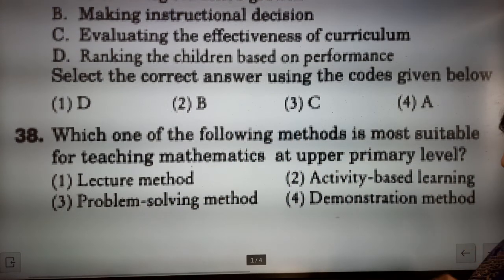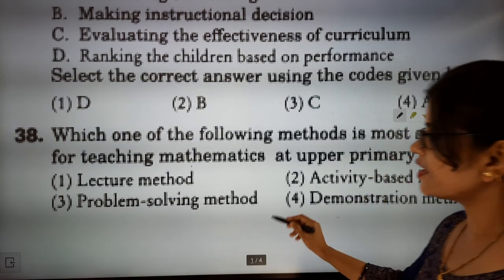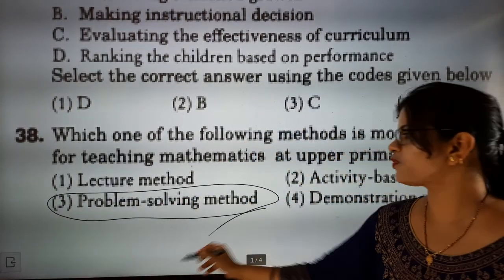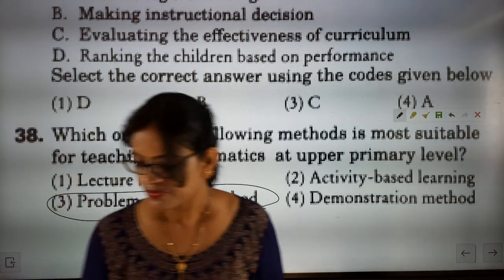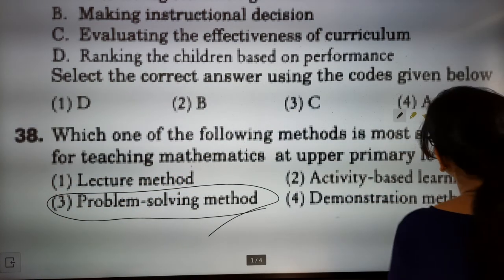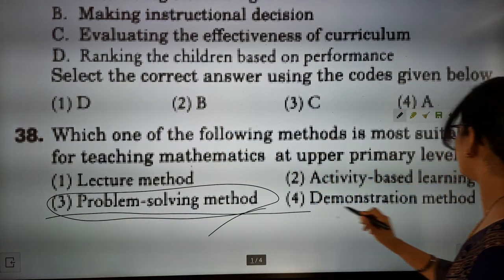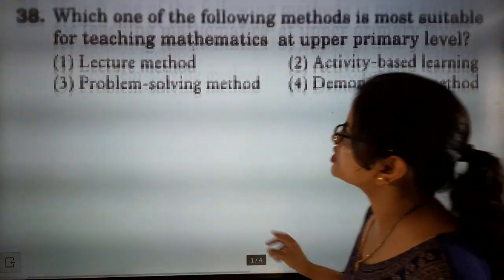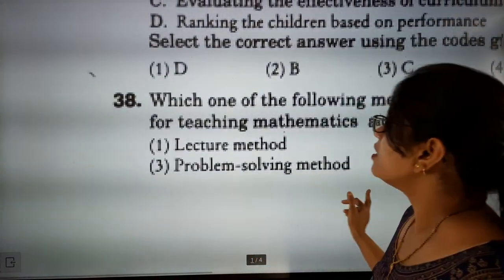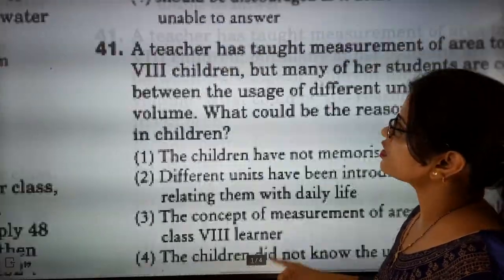Activity based learning works somewhat, but not to that level. So the most important here is the problem solving method. How much the child is capable of solving is how much the child will learn. Demonstration method will not always be applicable. So the correct method here is the problem solving method.